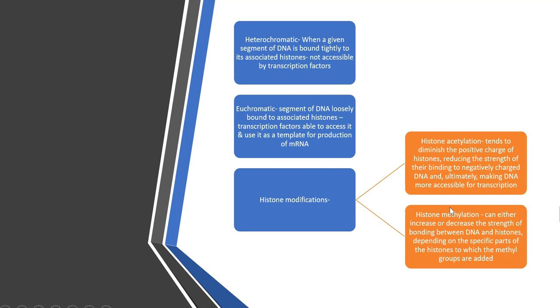Histone methylation is when the methyl group comes and attaches itself, and it can work in either way. It can either keep the DNA very tightly bound, or it can make it loose.